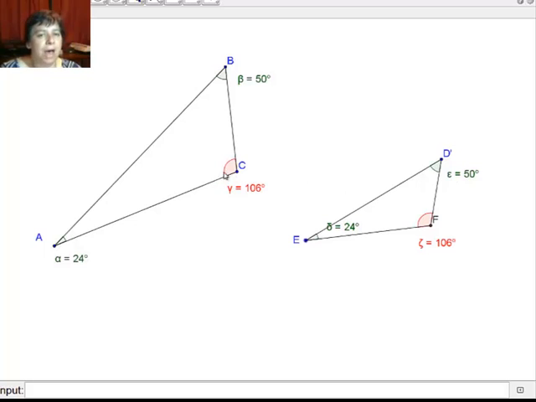Now, the third angle I did not constrain. It pretty much is saying, well, I have to make all three of these angles add up to 180 degrees. So if I have 24 and 50, the only thing I can have here is 106. The third angle theorem says that if two angles are congruent to another set of two angles, then the pair of third angles are also congruent.